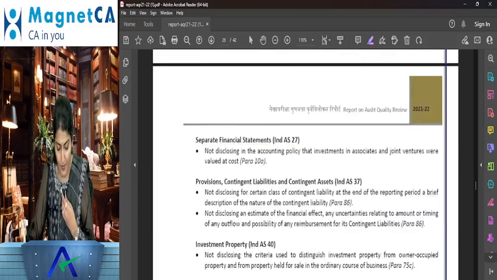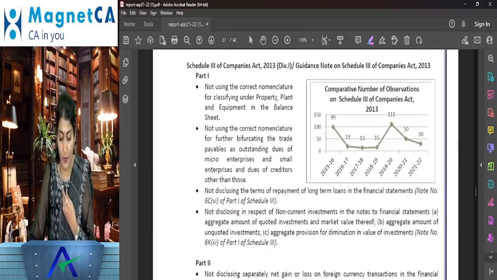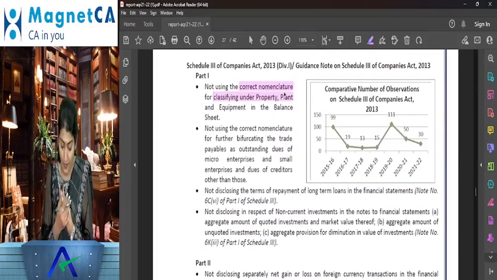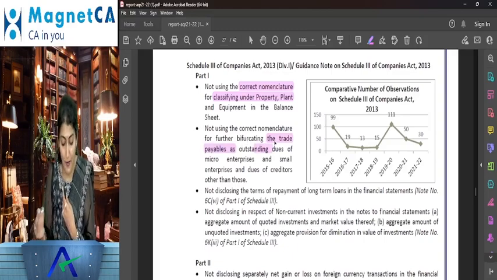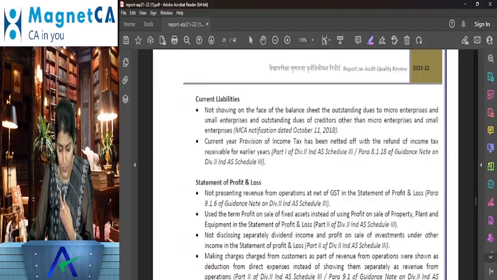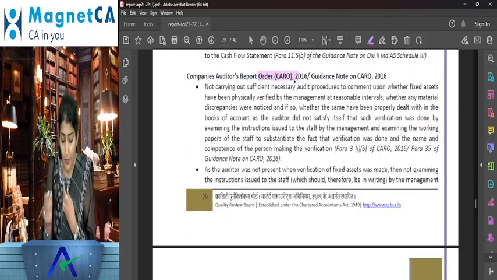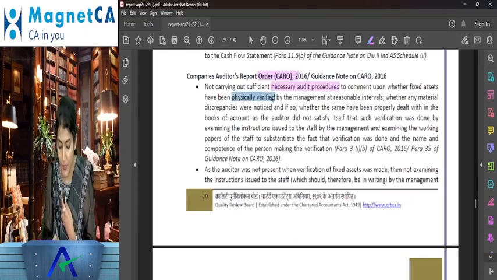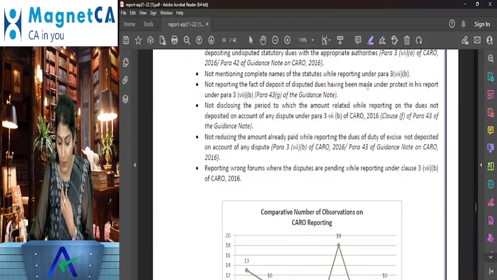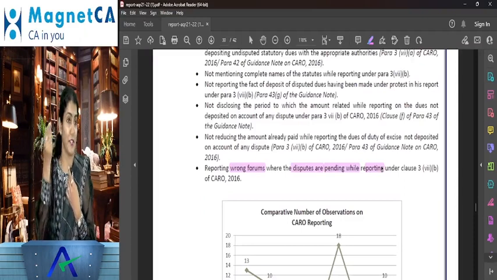Then not disclosing, right? So that is all the accounting standards. Then the other relevant laws and regulations. Schedule 3, not using the correct nomenclature of PPE, not correctly classifying trade payables for MSME enterprises, right? So that is the Schedule 3 non-compliances. Then after the Schedule 3, the CARO, right? Not carrying out sufficient procedures to check whether inventory is physically verified at reasonable intervals, right? So all the points, not checking the wrong forum where the dispute is pending, they've mentioned, right?